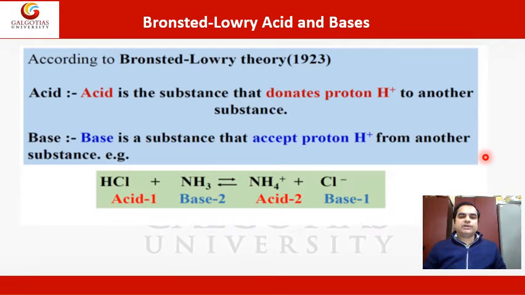Now let us move to another acid-base theory, and how we can define acid and base on the basis of this theory. The second theory is the Bronsted-Lowry theory of acids and bases, which was proposed by Bronsted and Lowry in 1923.